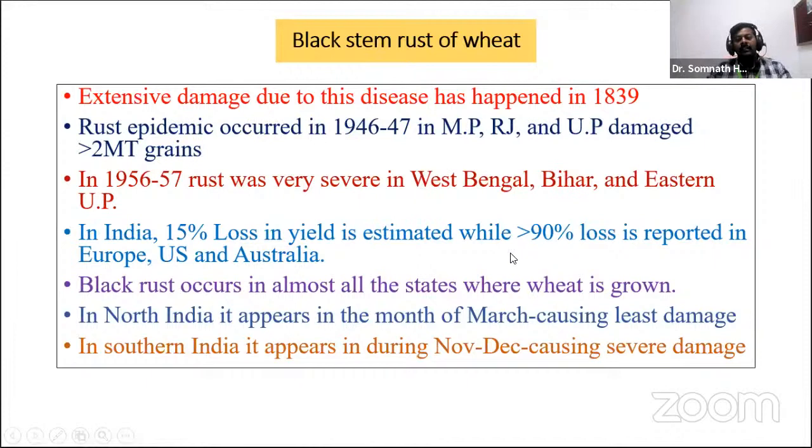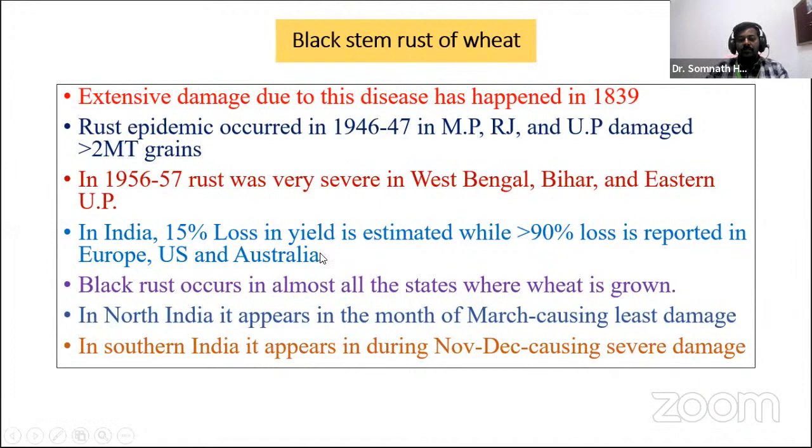Now, if you look at the history of the black stem rust of wheat, this disease has caused extensive damage to the crop, starting way back in 1839. Subsequently, a rust epidemic occurred in India in 1946-47 in Madhya Pradesh, Rajasthan and Uttar Pradesh, which damaged more than 2 million tons of wheat grains. Later, in 1956-57, it was very severe in West Bengal, Bihar and eastern parts of Uttar Pradesh. The reported loss due to this disease is 15%, whereas more than 90% was reported in European countries, the US and Australia. So this disease is very important as far as yield loss is concerned.